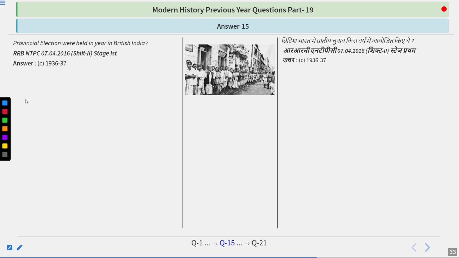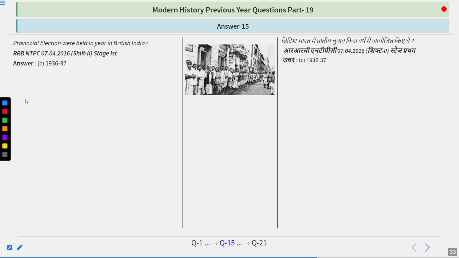The current constitution is sometimes called the carbon copy of the 1935 Government of India Act. Particularly, 75% of the present constitution is taken from the 1935 Government of India Act. That is the largest written constitution by Britishers at that time.